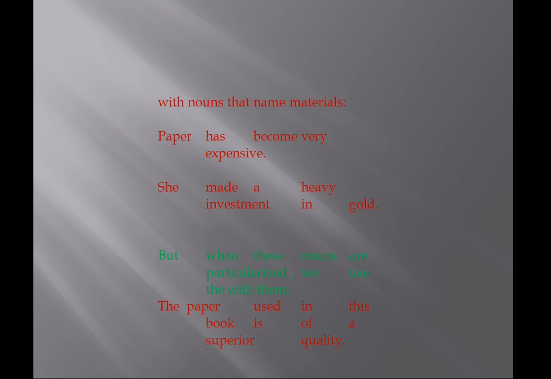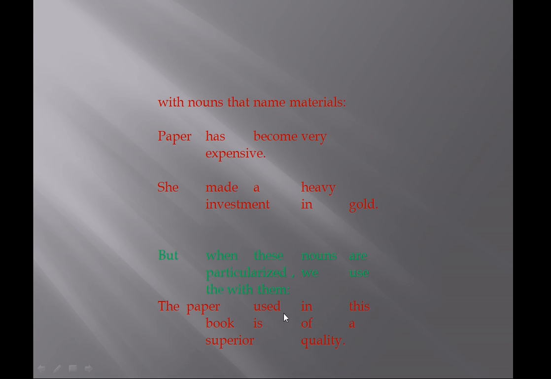Next, with nouns that name materials, that means we cannot use any article with those nouns that indicate names of materials. For example, paper has become very expensive. Here we cannot say the paper. She made a heavy investment in gold. We cannot say in the gold.